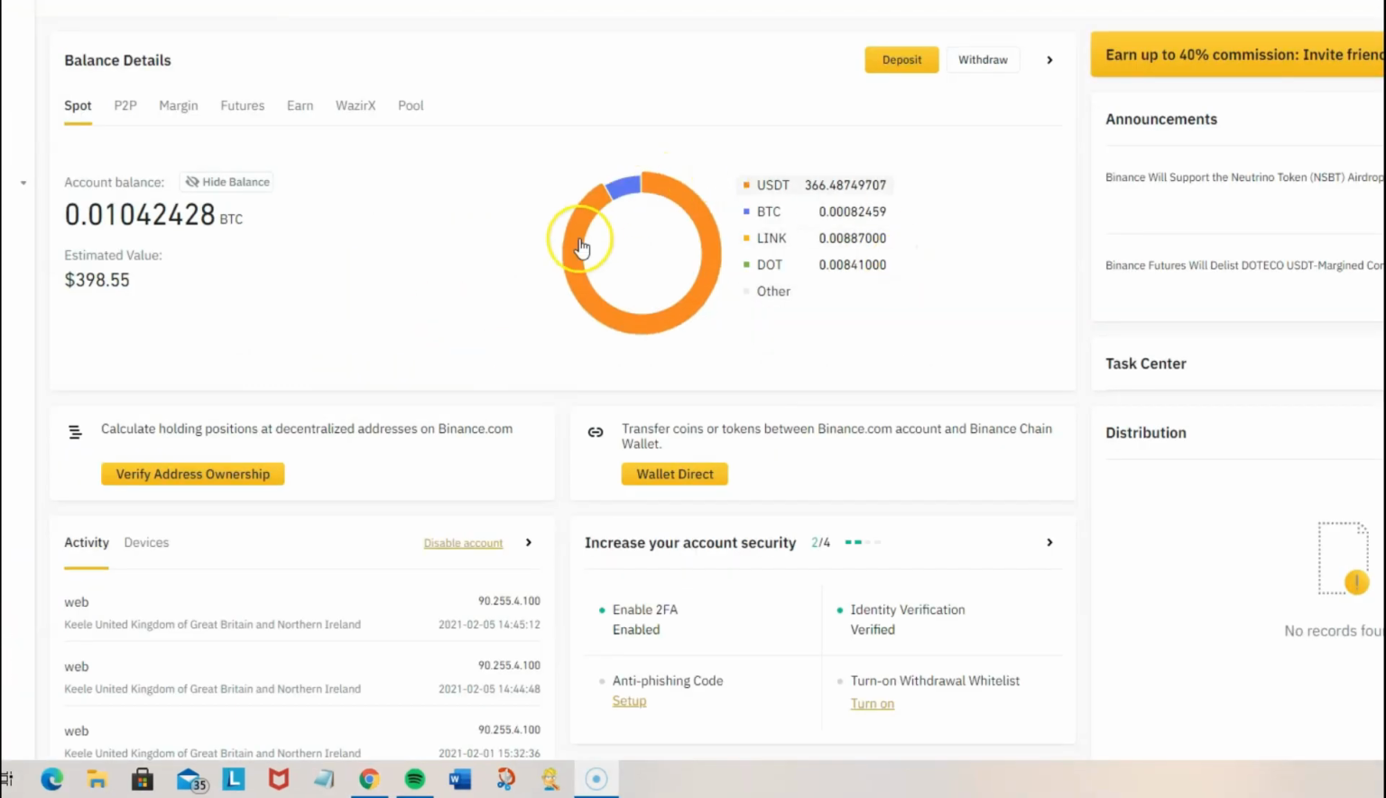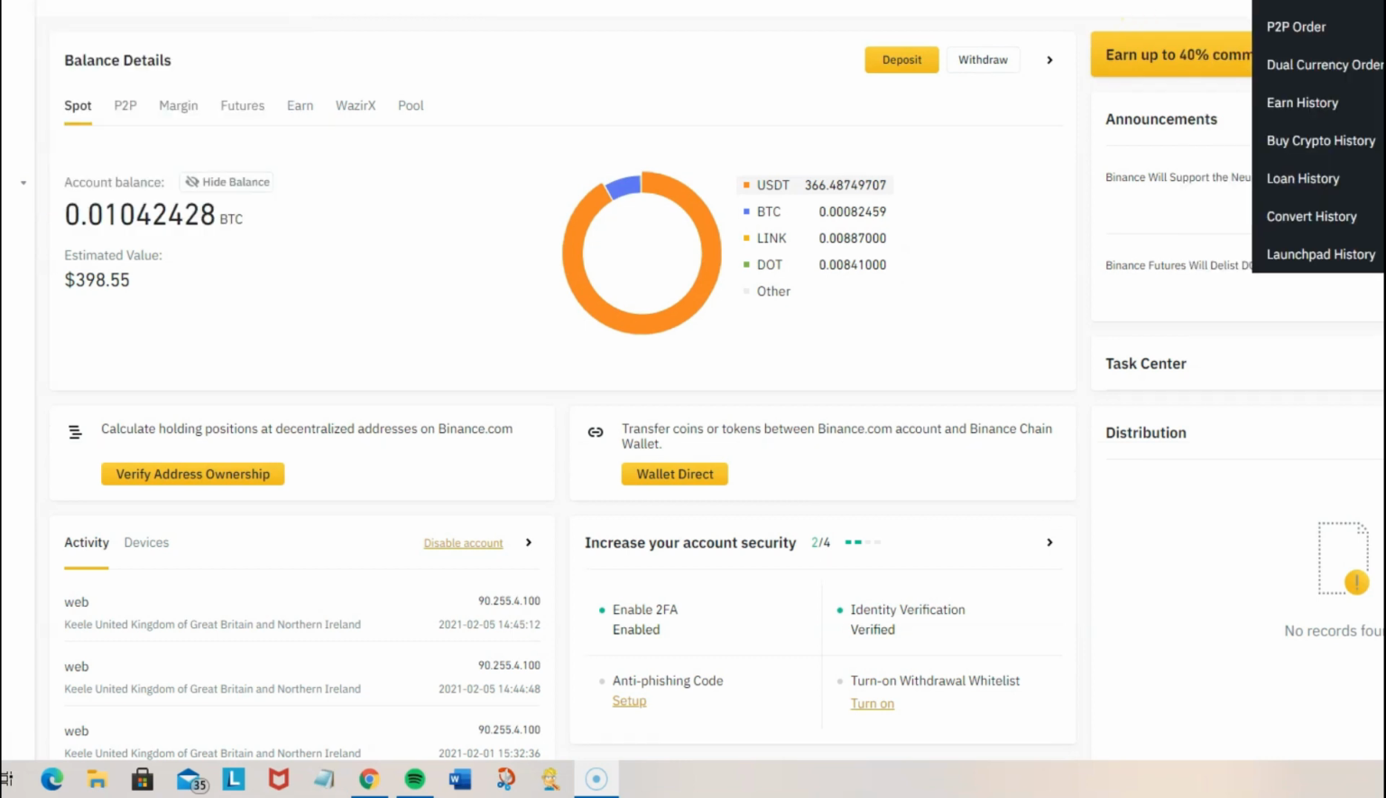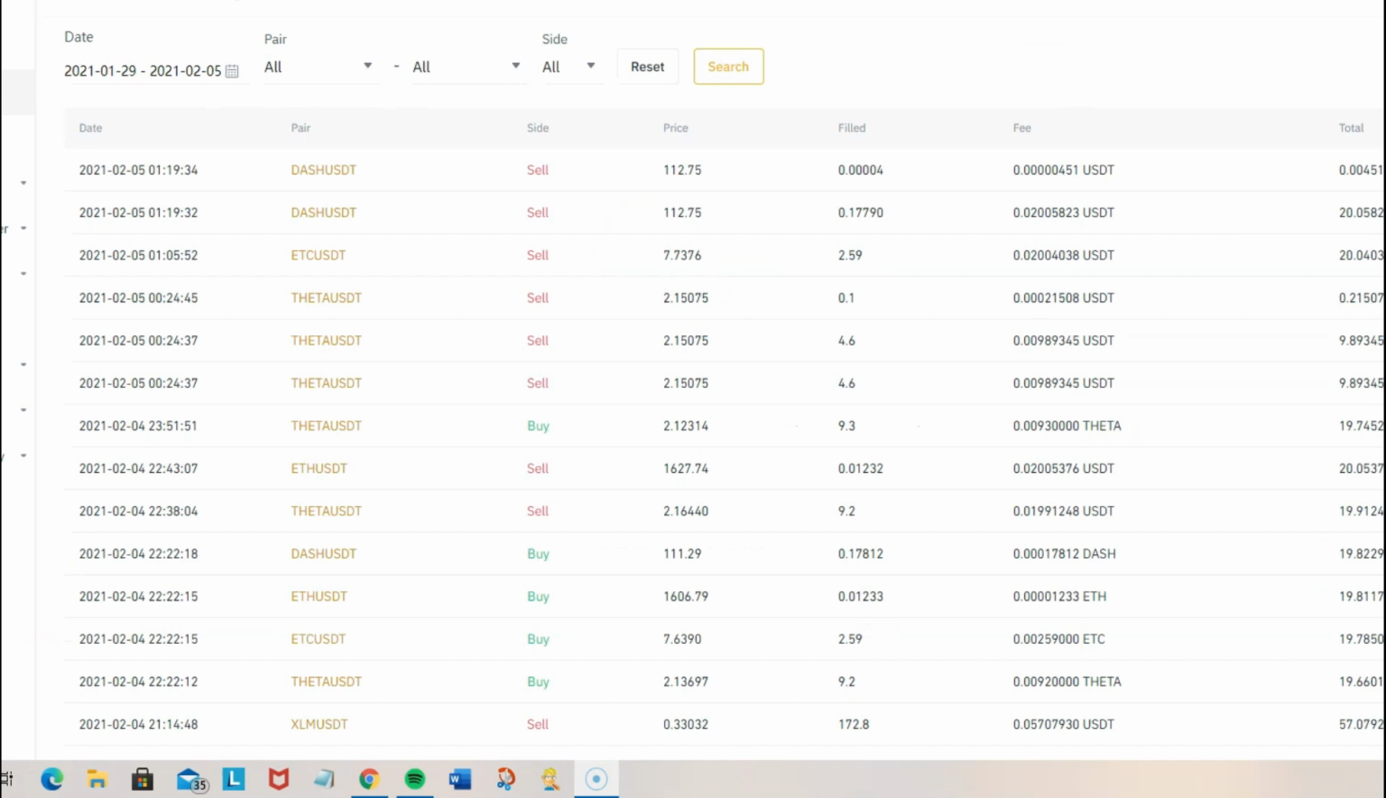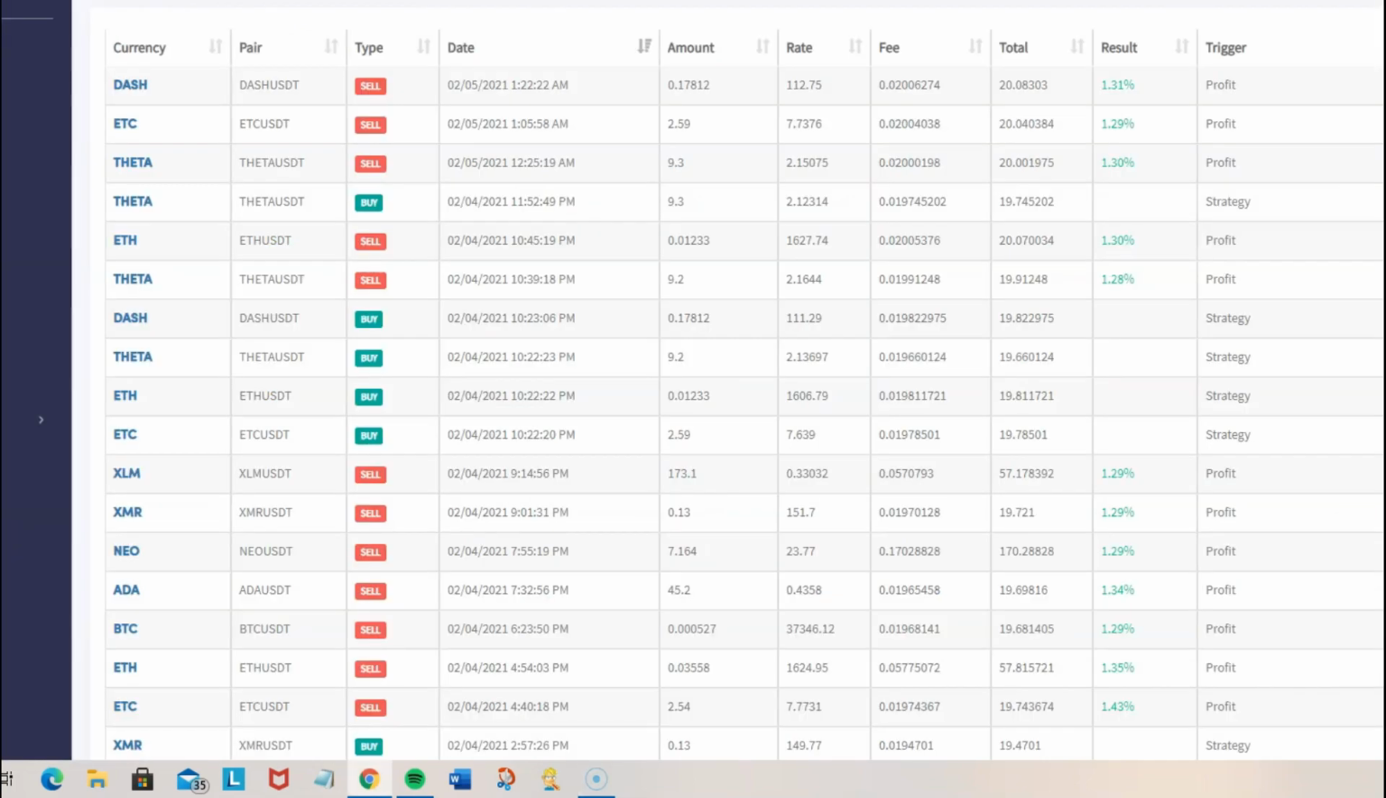So here we are inside Binance now. There, as you can see, is the total value of the pot. And you can have a look at the trades, which if I go to trade history, so here if you look in trade history, you can see all of these trades are the same ones that we got on here.